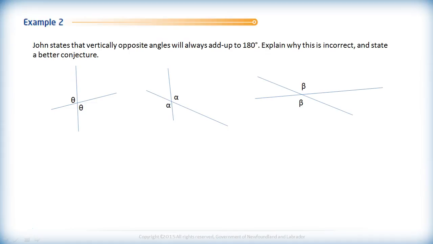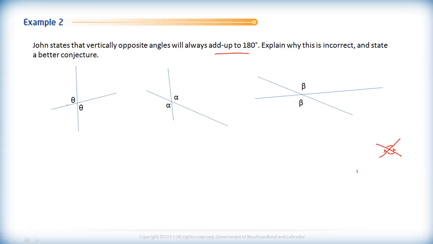John states that vertically opposite angles always add up to 180 degrees. Explain why this is incorrect and state a better conjecture. Vertically opposite angles are what you get if you draw any two straight lines that intersect in an X pattern. They are angles that are across the X from each other. Those two would be vertically opposite, as would those two. We've got some sketches of vertically opposite angles here, and John says they always add up to 180 degrees.